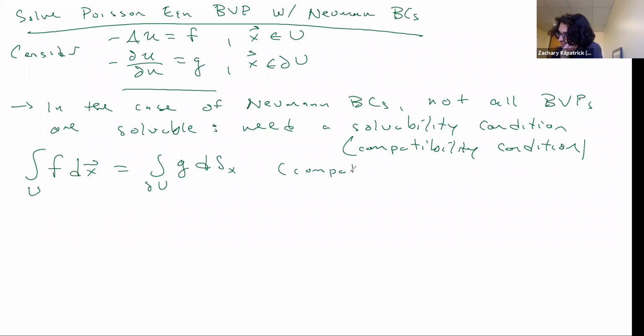So this is your compatibility condition, okay? So how do we obtain this, right? Well, we can work directly from the PDE, right? And as you might guess, we're going to essentially use Green's identity to relate the PDE itself to the boundary condition. Okay.